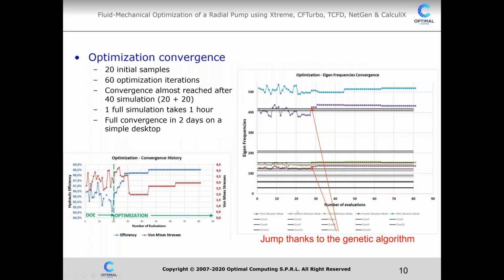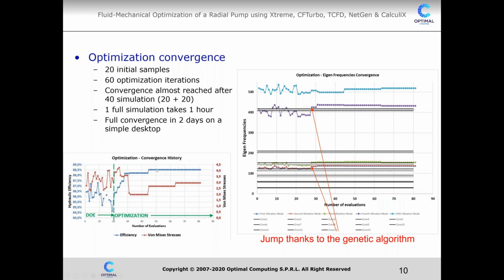Now, we decided to launch the optimization of this application, and we started by generating a design of experiments with 20 designs, and therefore 20 pumps that were simulated using CFTurbo, TCFD, and Calculix. It took about 20 hours, about 1 hour per simulation, to reach these points here. And then the optimization starts here for 60 more iterations.